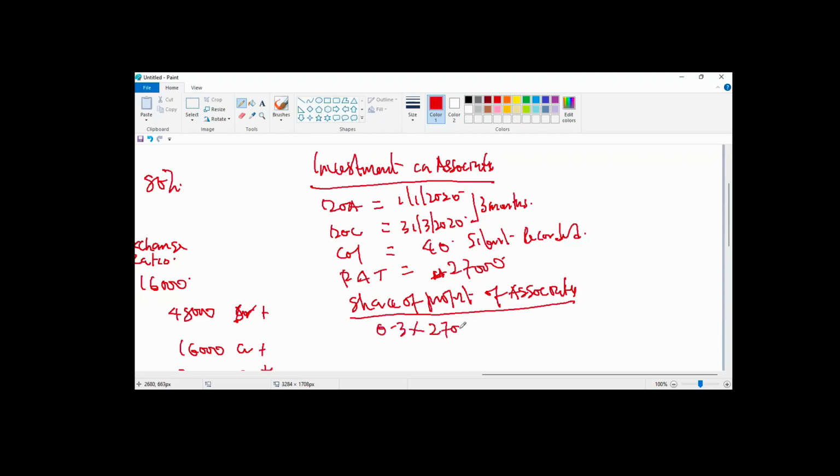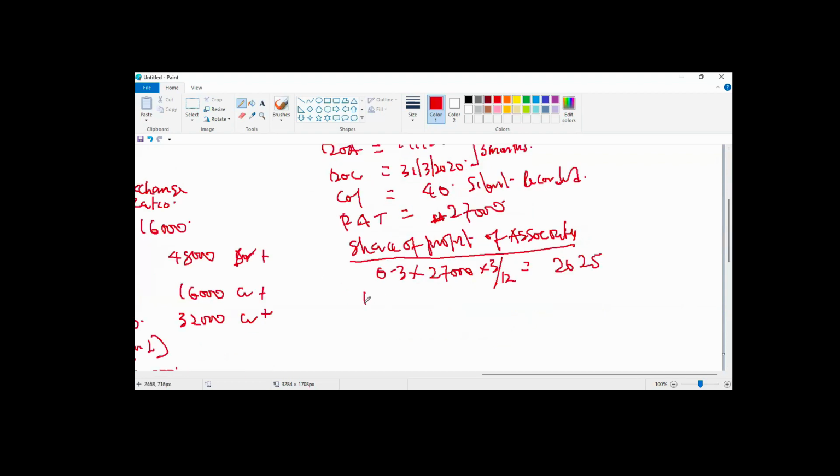Share of profits of associates: 0.3 times 27,000 times 3/12. What does it give us? 2,025. In the statement of financial position, retained earnings of the parent will be credited 2,025 and investment in associates debited 2,025.